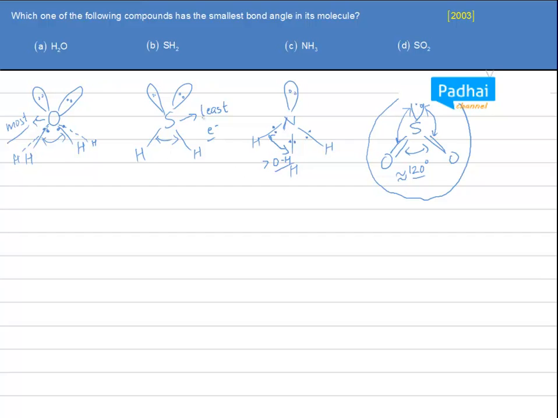Now sulfur is the least electronegative. So what will happen? The bond pair will be somewhere over here. They will be at the maximum distance among these 3. So basically what will happen, least repulsion will take place, and hence they will be definitely closer as compared to the other structures. So that means this will be having the least bond angle or the smallest bond angle. That means option B is correct.